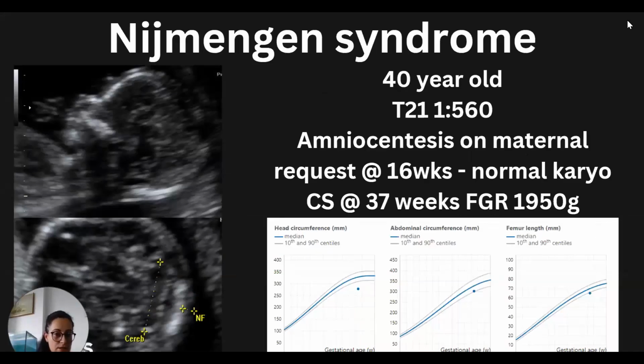And this is a case of mine, a 40-year-old patient that came at 16 weeks and requested amniocentesis. The karyotype came back normal. She came back again at 37 weeks and growth restriction was revealed with small head. After the delivery, Niemann syndrome was confirmed.